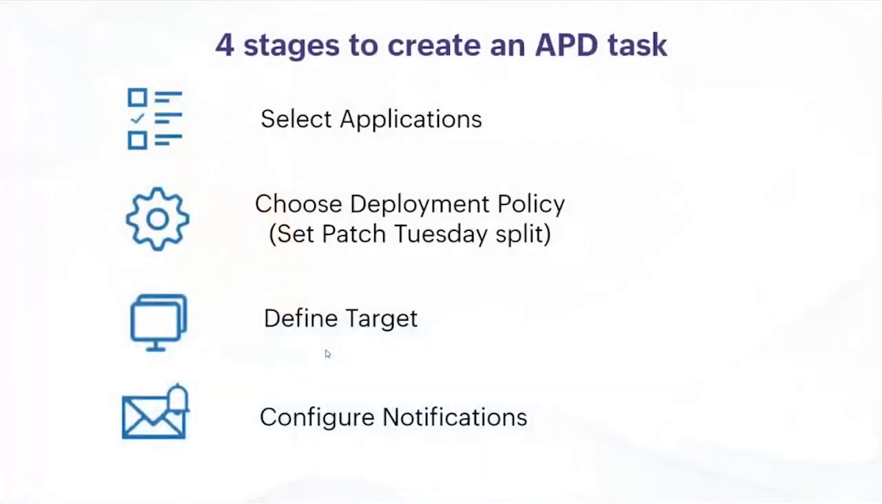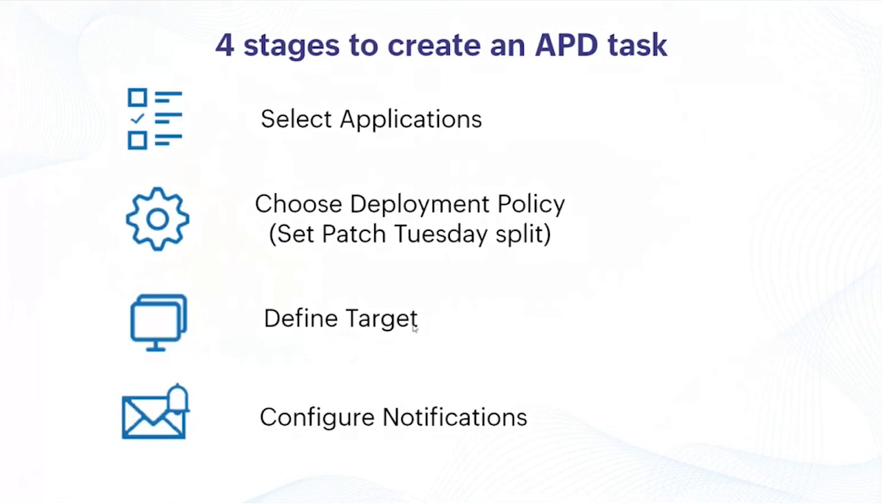So to quickly sum up, the creation of an automate patch deployment task is a 2-step process. The first task is to select the applications. You can select them based on their severities. Next is to choose the deployment policy. So you can either go with the regular split or ManageEngine's exclusive Patch Tuesday based split.